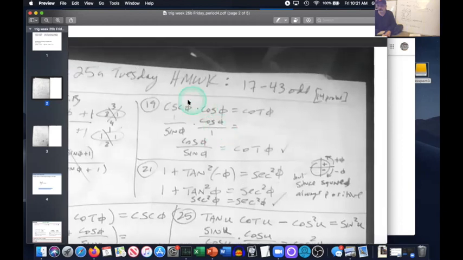Okay, and then 19, we could just go ahead and change the cosecant to 1 over sine. And then we now can combine and we get the equivalent of the cotangent.